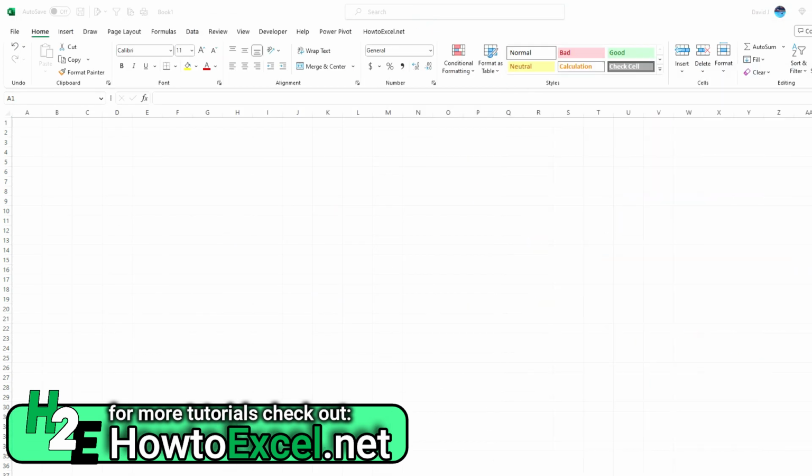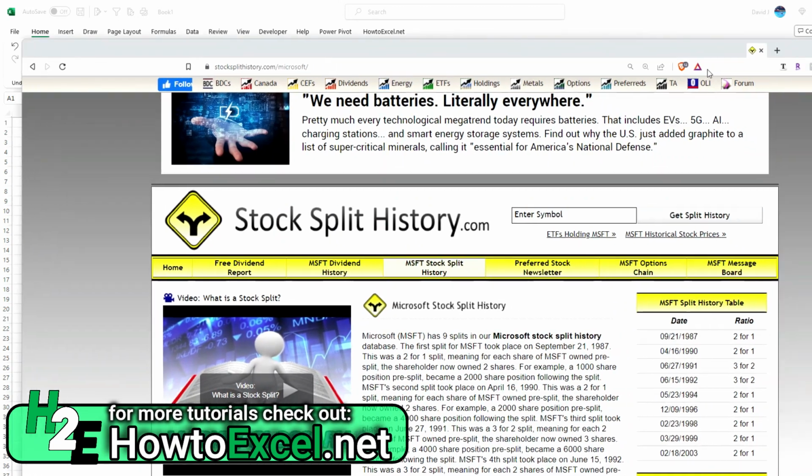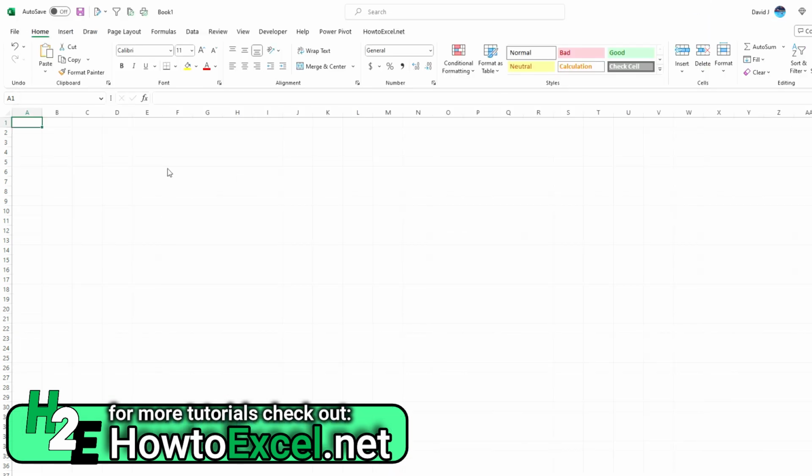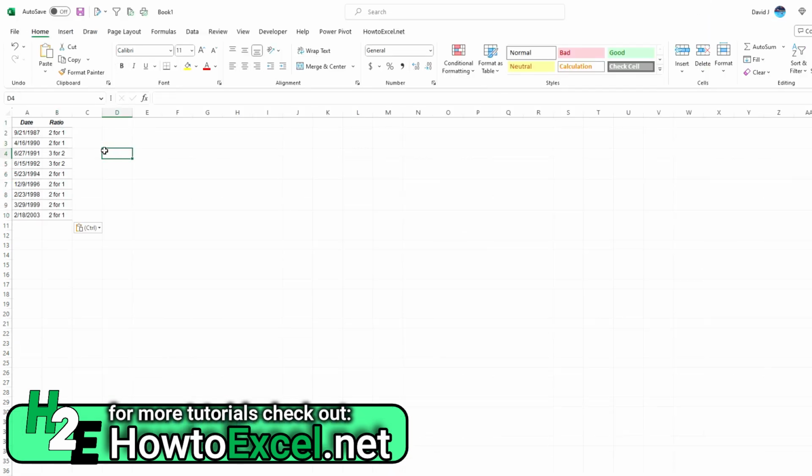And for this, I'm going to use data from stocksplithistory.com, which has a list of the date that Microsoft did the stock split, as well as the ratio. So you can see in '87, it did a 2-for-1, then a 2-for-1 in 1990, then a couple 3-for-2s, and then a bunch of 2-for-1 splits in the 90s, with the last one being in 2003. So I'm just going to copy this table into my Excel spreadsheet.